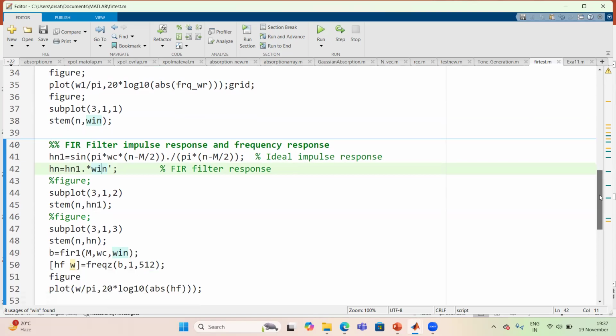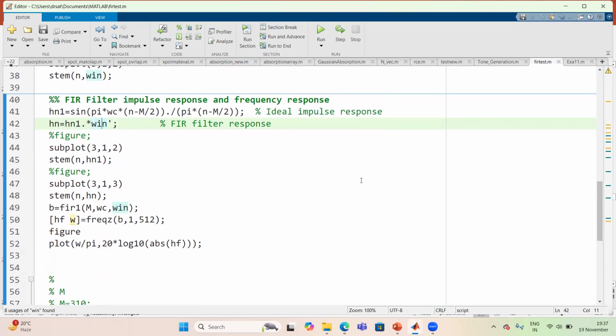Later on, I took these signals and calculated the filter response. First, we have to design the filter. I have used this command FIR1. Here you see this is the FIR1 command, which is used to generate the filter coefficients, right? For this FIR1 command, what are the inputs that you can see?